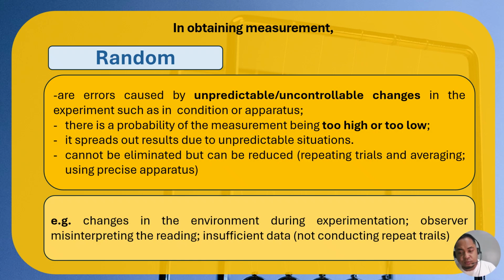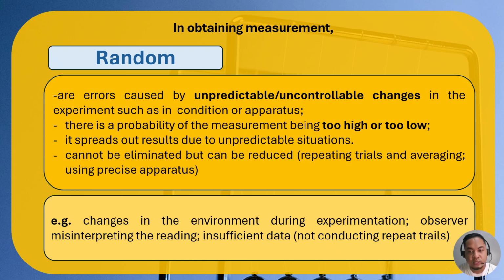A random error can be obtained in measuring dimensions, for example. Random errors are errors caused by unpredictable, uncontrollable changes in the experiment, such as in condition or the apparatus itself. There is a probability of the measurement being too high or too low, and it spreads out results due to unpredictable situations. Situations change uncontrollably, and it will generate a different result. So the result is spread out. And remember, when the results are spread out, it signifies that there's random error going on in that method or during the measurement. It cannot be eliminated, but can be reduced.